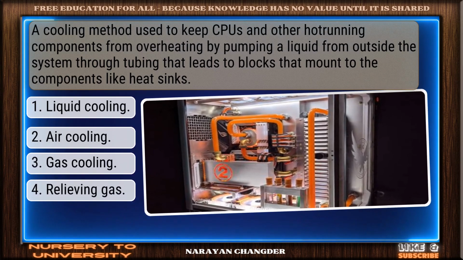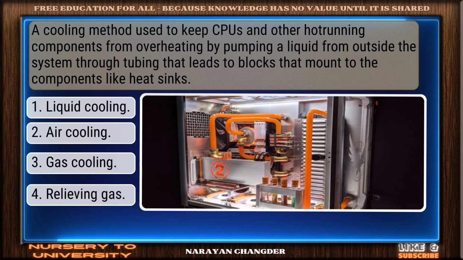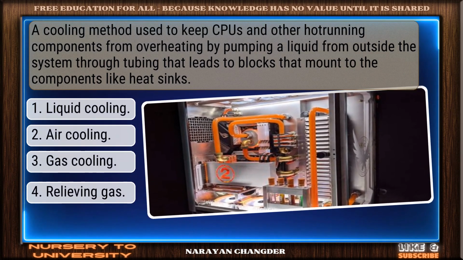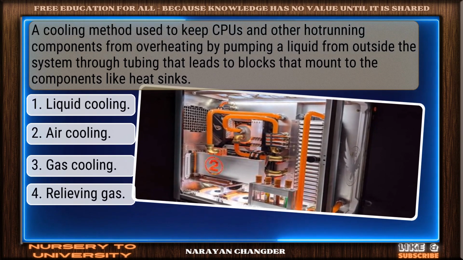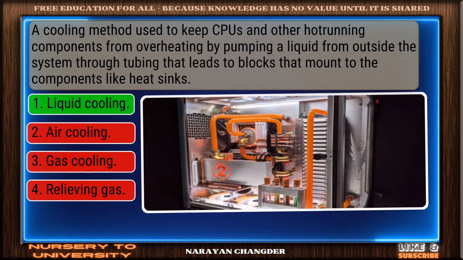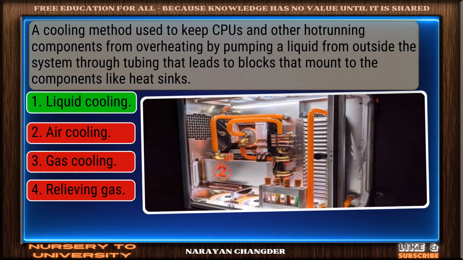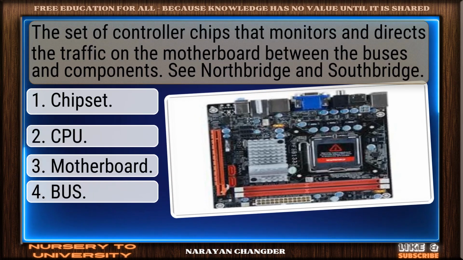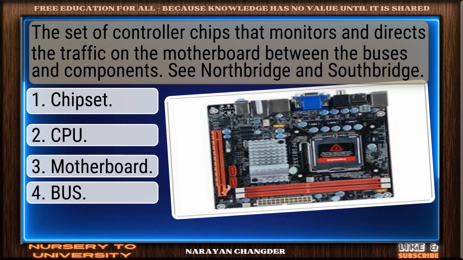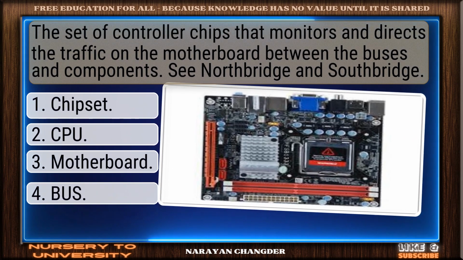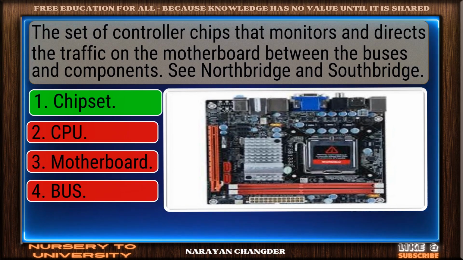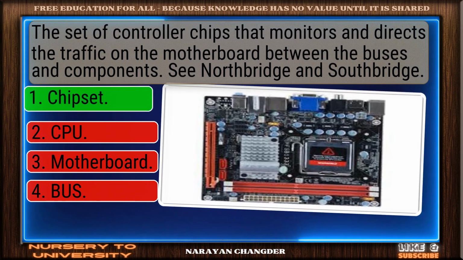A cooling method used to keep CPUs and other hot running components from overheating by pumping a liquid from outside the system through tubing that leads to blocks that mount to the components like heat sinks. Nice selection. Liquid cooling is the correct and valid answer. The set of controller chips that monitors and directs the traffic on the motherboard between the buses and components. See North Bridge and South Bridge. Smart move. Chipset is an accurate answer.